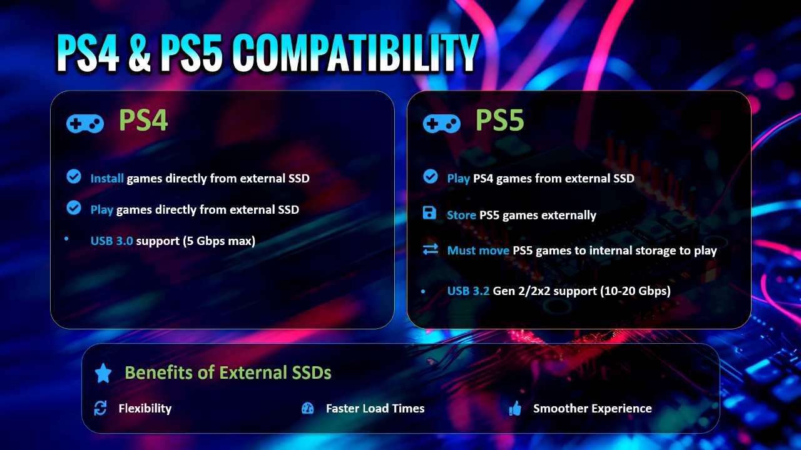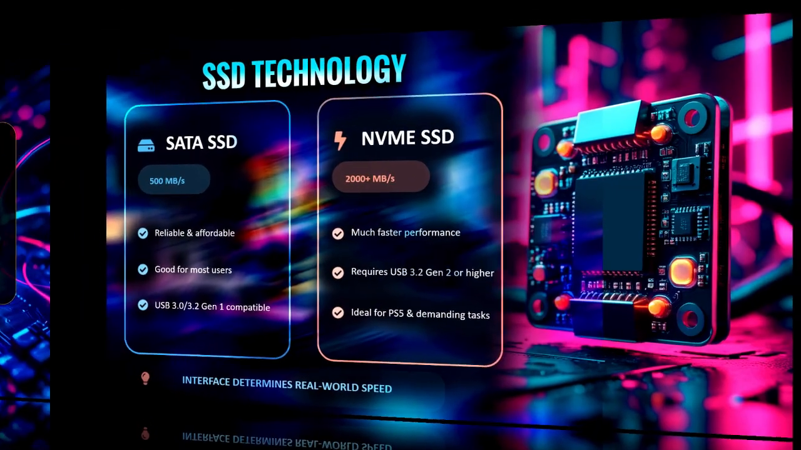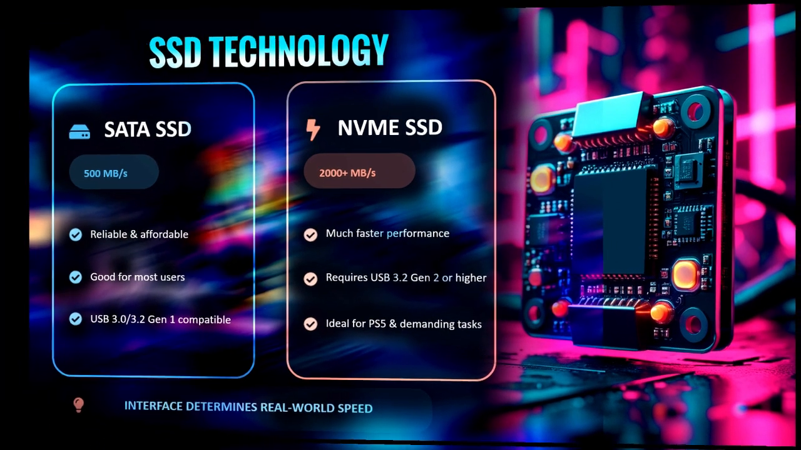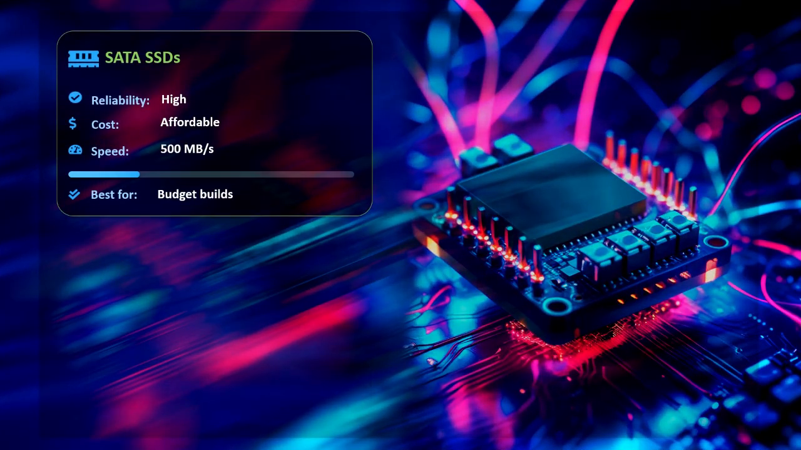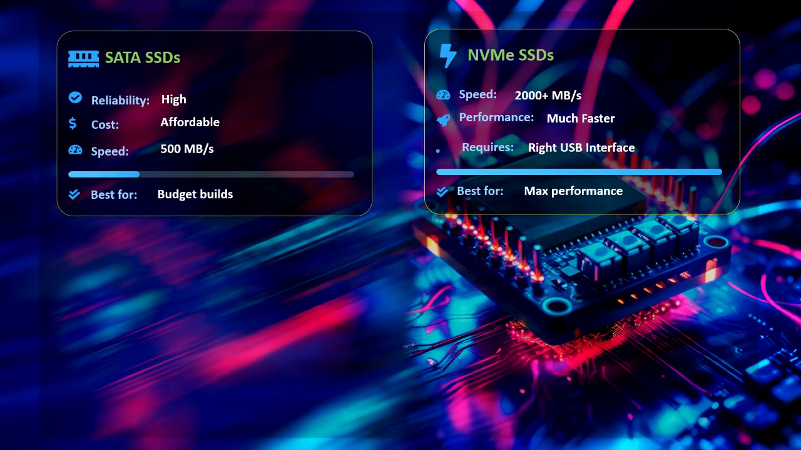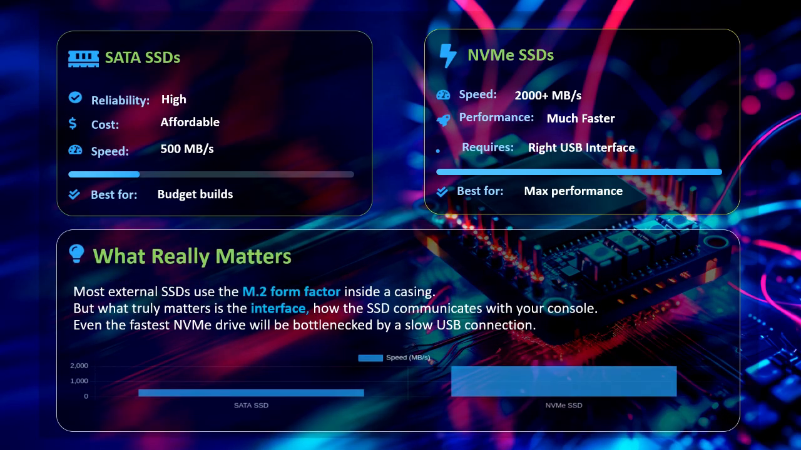Think of it this way: for PlayStation 5 users, external SSDs act like a super fast waiting room for native titles. You can't play them directly, but transferring them back takes minutes, not hours like redownloading. So let's talk SSD architecture. SATA SSDs are reliable and affordable with speeds around 500 megabytes per second. NVMe SSDs, on the other hand, are much faster, up to 2000 megabytes per second or more. But they need the right USB interface to perform, guys.